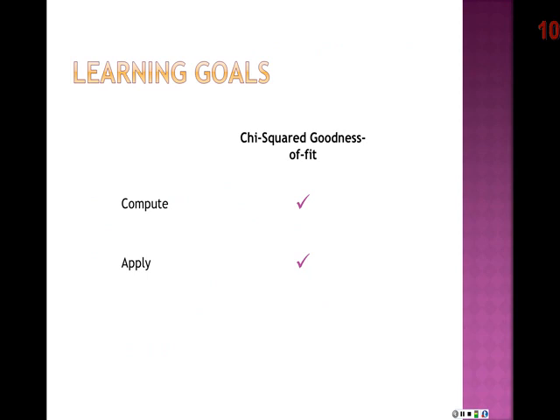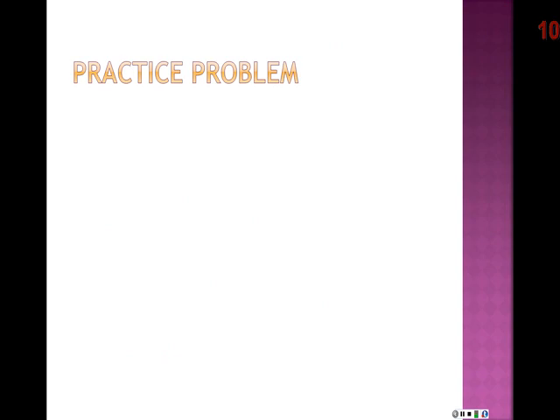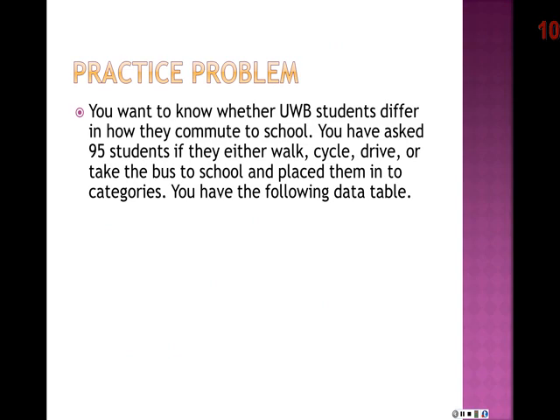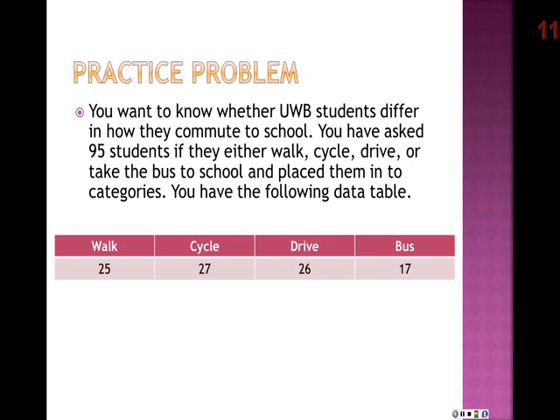And so moving forward, what I want to do is provide a practice problem, and I'll give you the answer to the practice problem, and so I'll leave it up to you to try to compute it, or to work on computing it. So you want to know whether UWB students differ in how they commute to school. You have asked 95 students if they either walk, cycle, drive, or take the bus to school, and place them into categories. You have the following data table. So 25 people walk, 27 cycle, or ride their bike, 26 drive, and 17 take the bus.